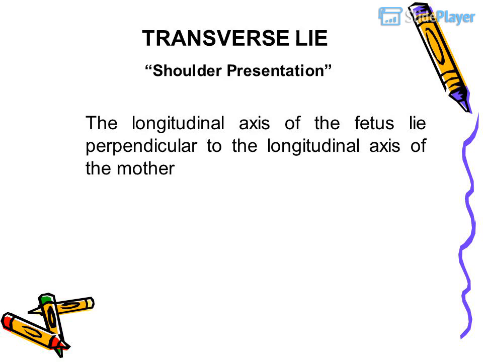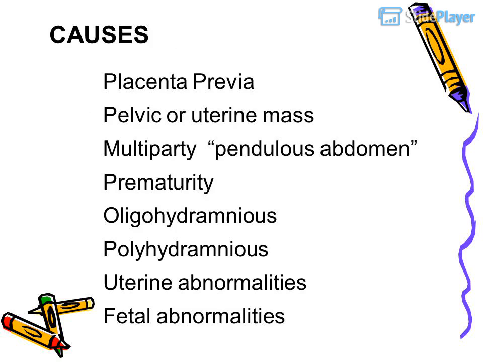Shoulder presentation. Transverse lie, shoulder presentation: the longitudinal axis of the fetus lies perpendicular to the longitudinal axis of the mother. Causes: placenta previa, pelvic or uterine mass, multiparity, pendulous abdomen, prematurity, oligohydramnios, polyhydramnios, uterine abnormalities, fetal abnormalities.